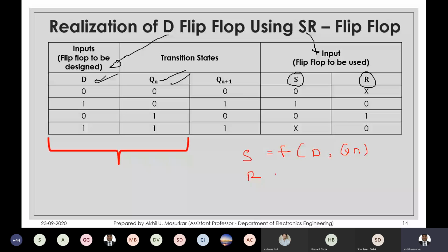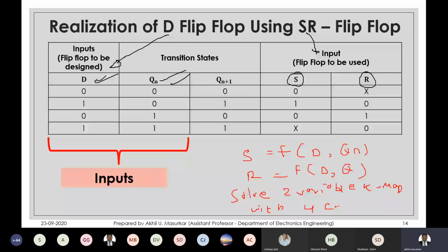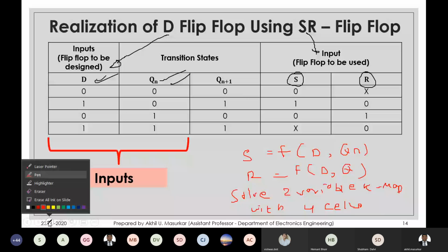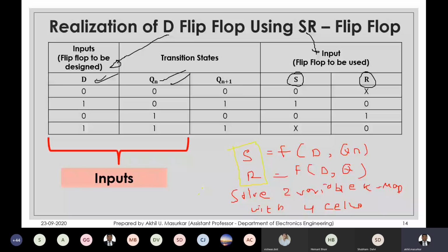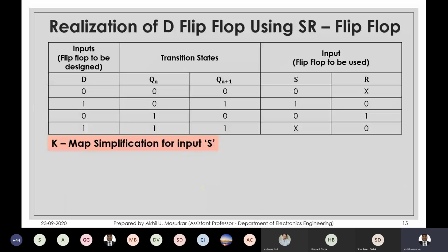That means we have to solve two variable K maps with four cells, and that we have to do twice, once for S and once for R. So we will have a K map for S, we will have a K map for R. So transition table is there for your reference. Start solving for S and start solving for R.